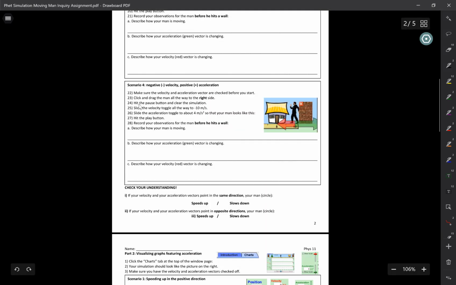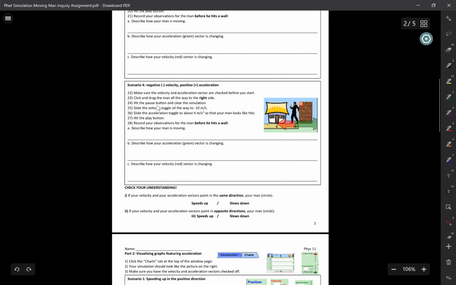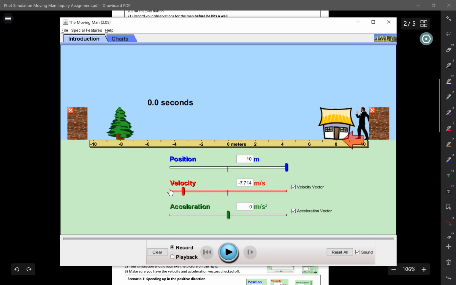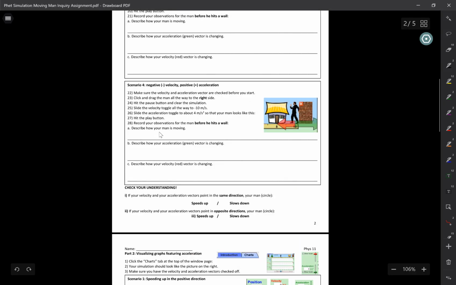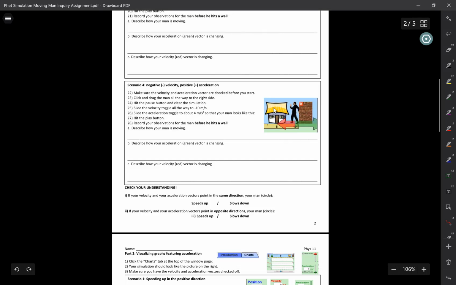Bam! And hit the pause button, clear the simulation. Pause, clear. Slide the velocity toggle all the way to -10 meters per second. So velocity is in the other direction. Slide the acceleration toggle to about 4 meters per second. Okay, so it looks like this. Does it match? Yes, it kind of does.